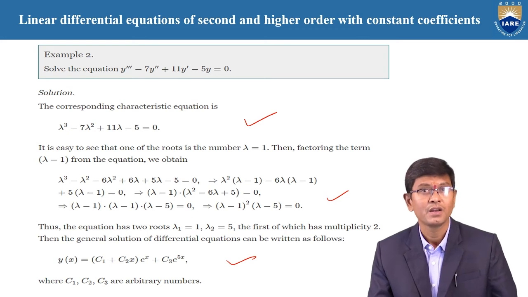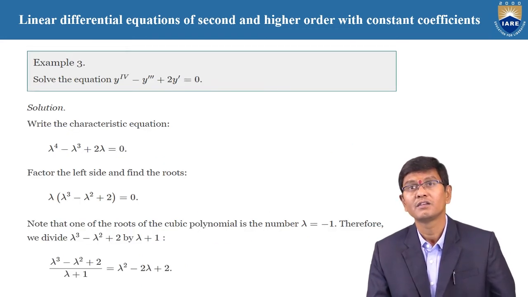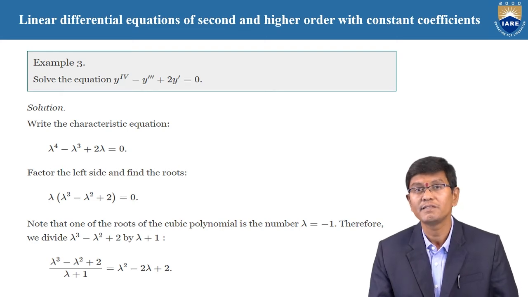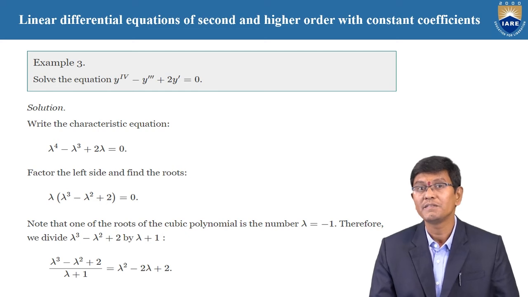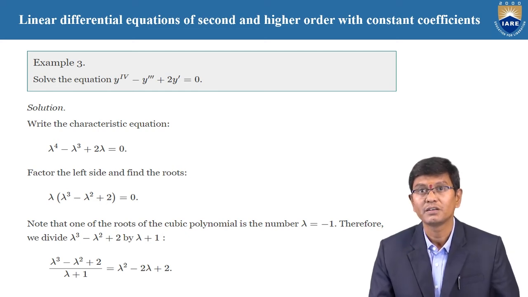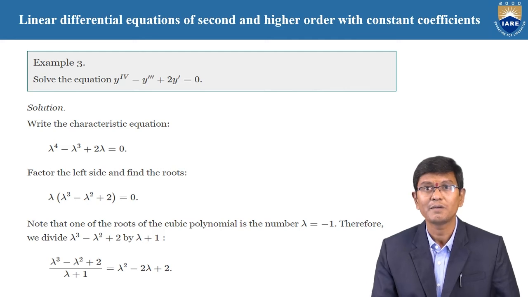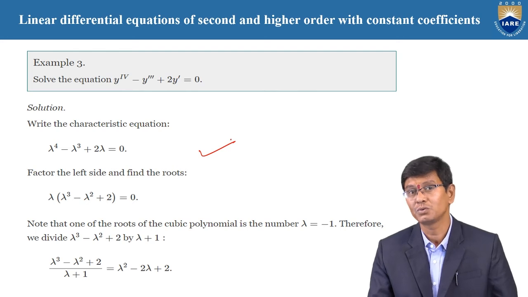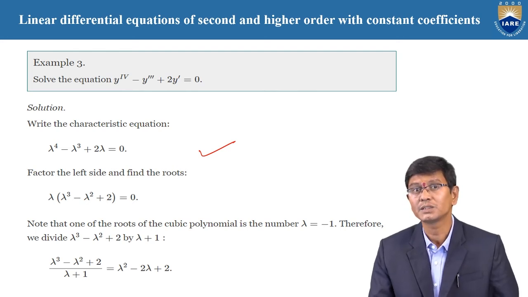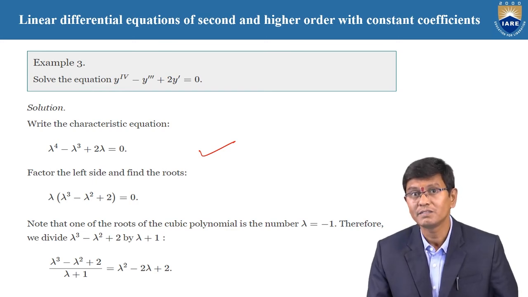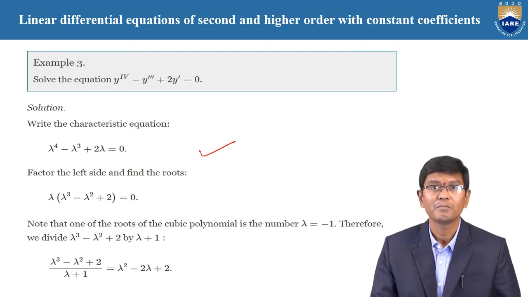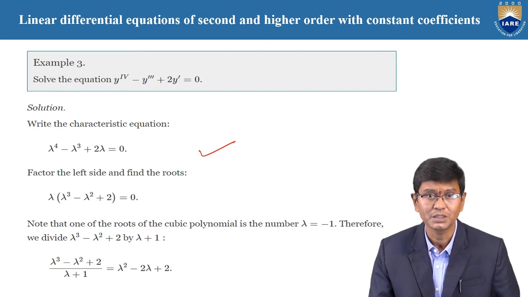Now solve the equation y fourth derivative minus y triple derivative plus 2y dash is equal to 0. Here also, when we change to the characteristic equation in terms of lambda, it is lambda power 4 minus lambda cube plus 2 lambda is equal to 0. Here also, the order of the equation is 3. Therefore, clearly in this equation, we need to take out common lambda outside. Therefore, lambda into (lambda cube minus lambda square plus 2) is equal to 0.